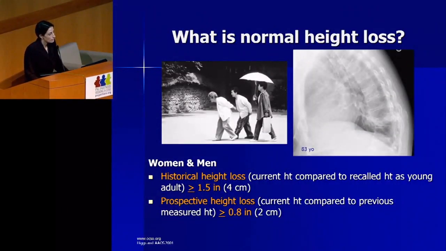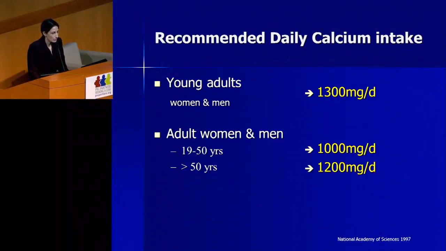But if you recall, if your height has dropped by more than 1.5 inch from your height that you remember as a young adult, you are at risk for osteoporosis, and you should be getting checked out. You should be considering very strongly getting a bone density test. We rarely have good actual measurements, but again, most people do remember how tall they were in their young adulthood.